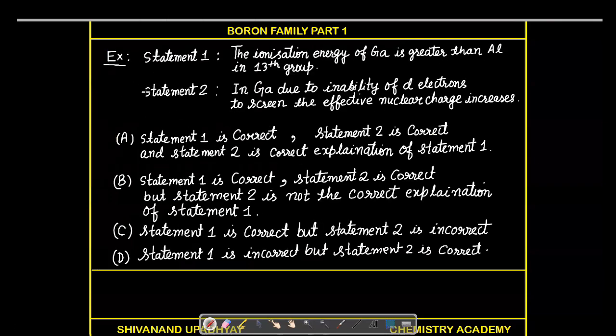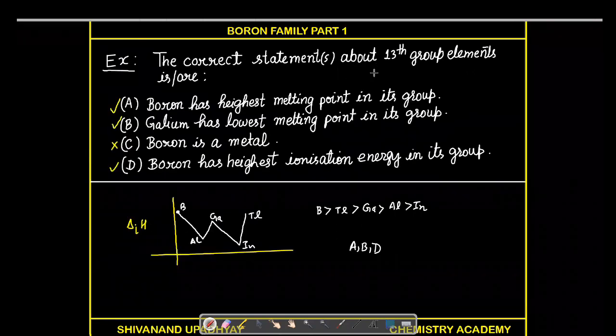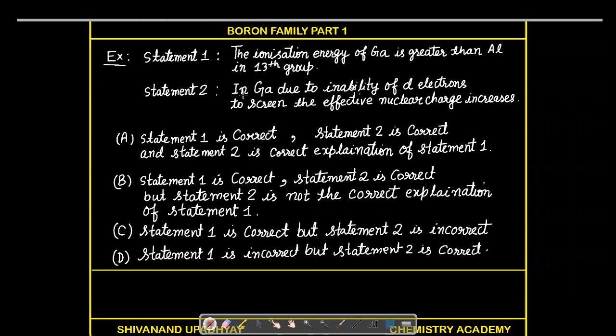The third example is an assertion-reason type of question. There are two statements. Statement 1: the ionization energy of gallium is greater than that of aluminium in the 13th group. We can see here that the ionization enthalpy of gallium is greater than that of aluminium, and we have explained why this is happening: because of the low screening effect of 10 d electrons, the ionization energy is going to increase. Here also the screening effect of the d electrons is less, and because of that the ionization energy is increasing. So in gallium, due to the inability of d electrons to screen, the effective nuclear charge increases. This seems to be correct.